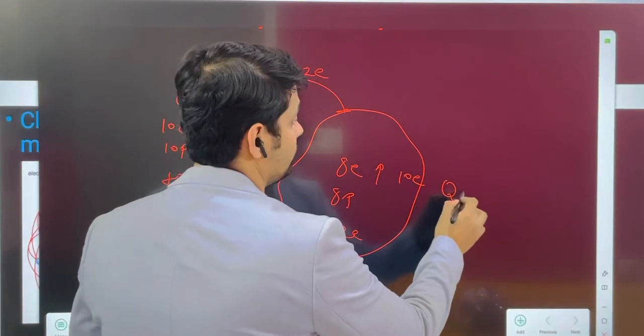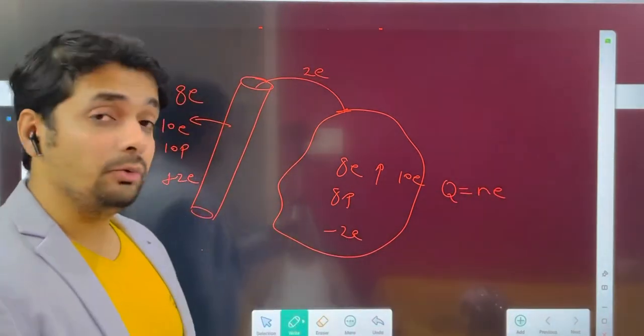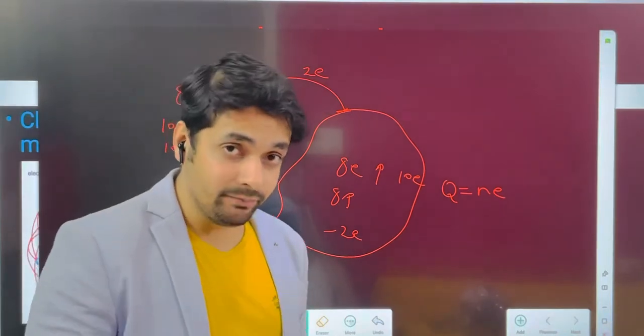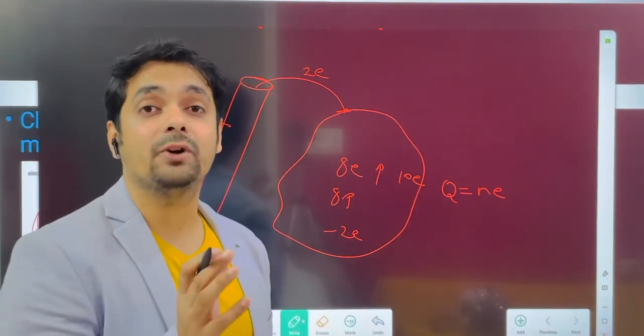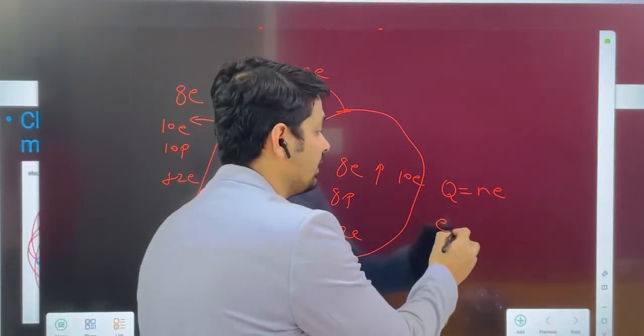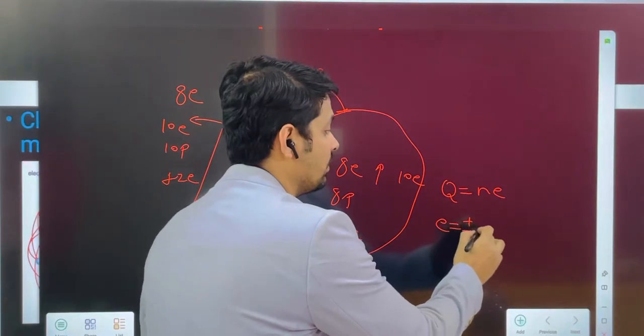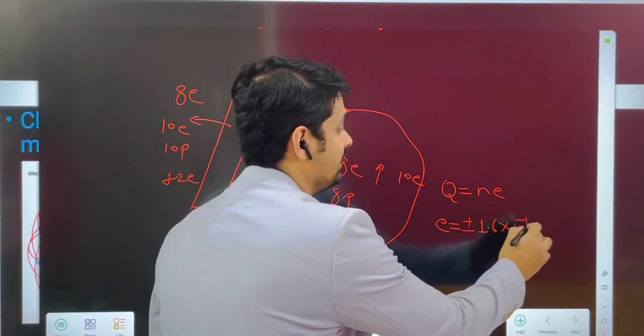Now we can design one formula. Q equals N into E, where Q is the total charge produced on any body, N is the number of electrons transferred, and E is the charge on an electron or a proton. So the E value is plus or minus 1.6 into 10 to the power minus 19 coulomb.